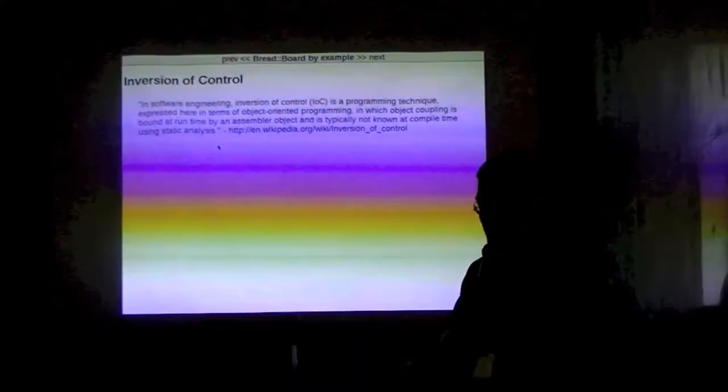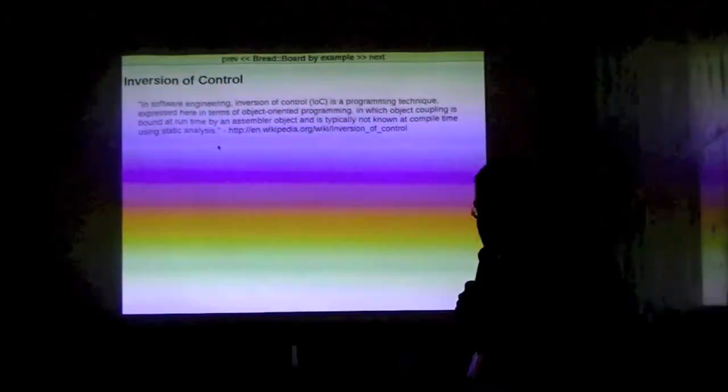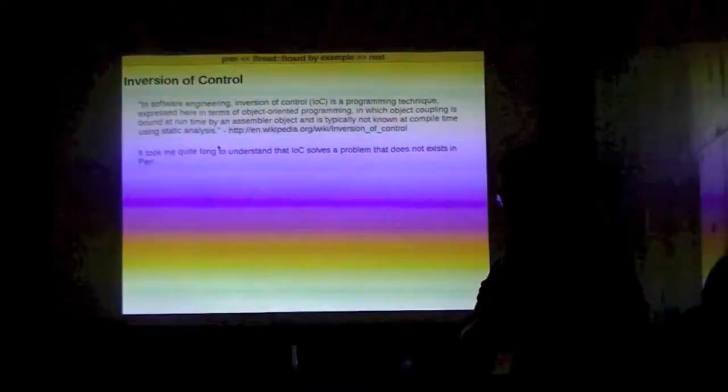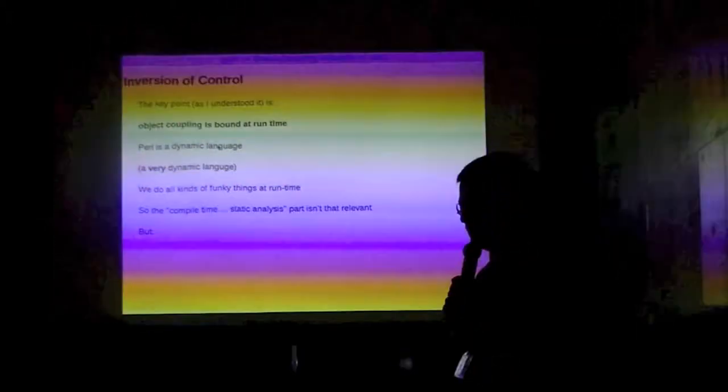Okay, inversion of control, that's what Wikipedia has to say about it. It's a programming technique in which object coupling is bound at runtime and not at compile time using statements. It took me, again, quite a lot of time to understand that IOC solves a problem that doesn't really exist in Perl, in my opinion. Or sort of doesn't exist. Because the key point is that object coupling is bound at runtime, whereas Perl is a very dynamic language, you can do everything you want at runtime. So the compile time part isn't really that relevant for Perl.